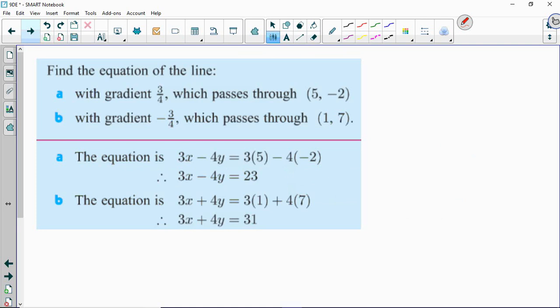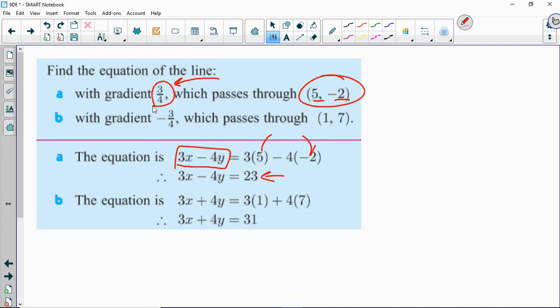So if we know that a line has gradient of 3/4 and it passes through (5, -2), we're going to start off by writing 3x minus 4y. Again, that's coming directly from here. It's going to be 3 and then a -4. And then to find out what the c value is, we substitute 5 and -2 into that. So it's 3 times the x value minus 4 times the y value. And we get the value of 23. That's our c value for this equation.